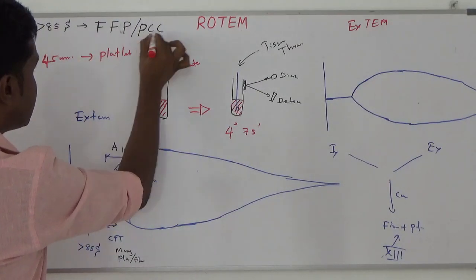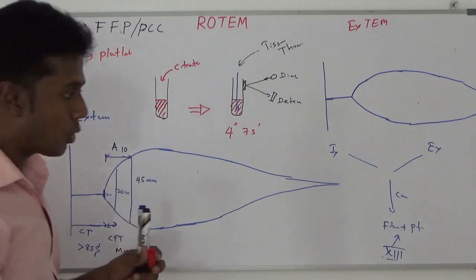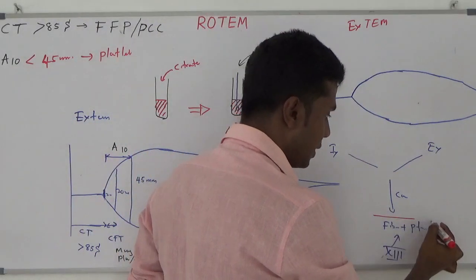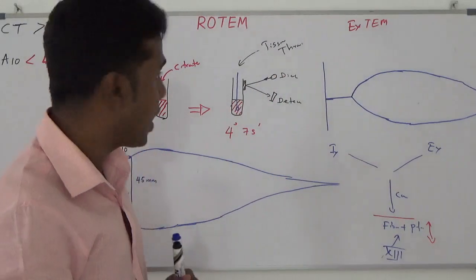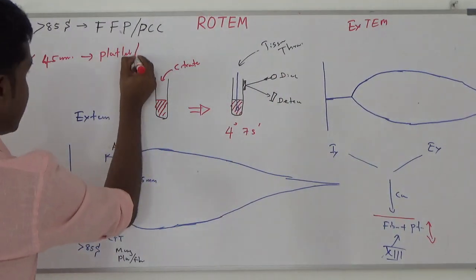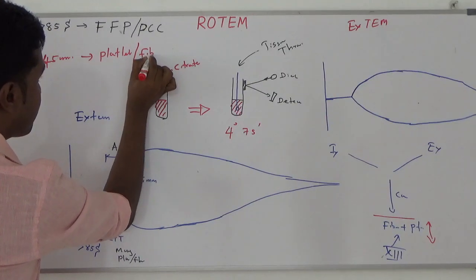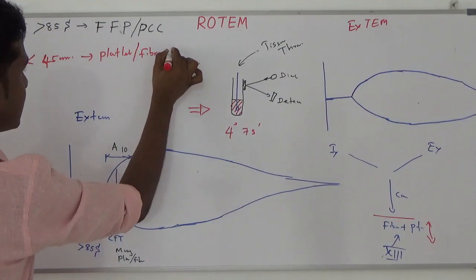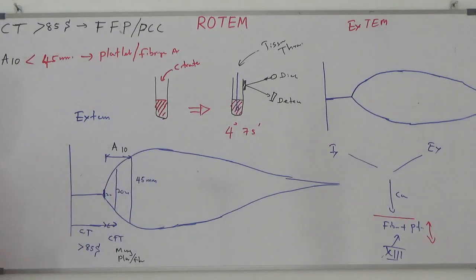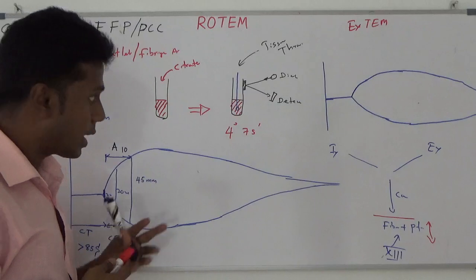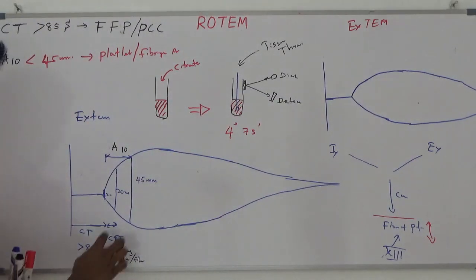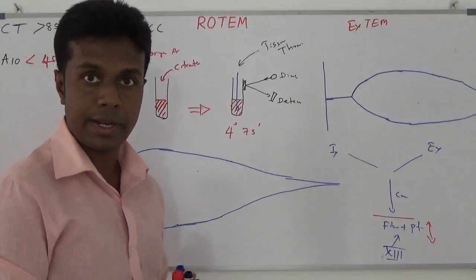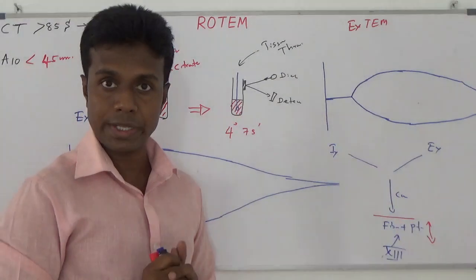Now your FFP and the clotting factor function is already done up to here. A10 decides how much platelet and how much fibrin you have. It may be due to platelet or fibrinogen amount. If you find a patient with A10 more than 45, you are running your coagulation test, and you find high clotting time and all others normal, you need not do anything.